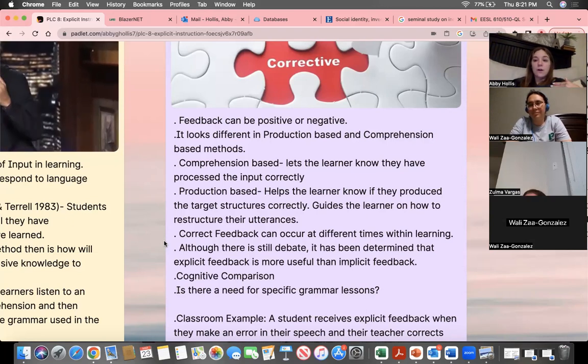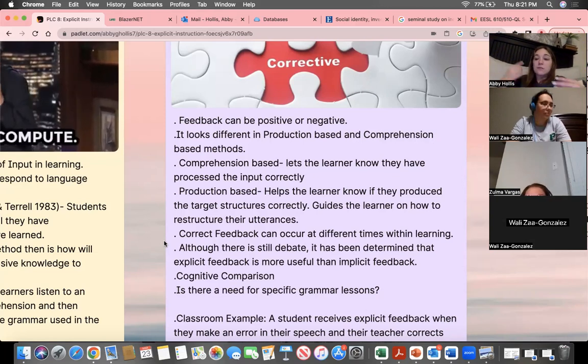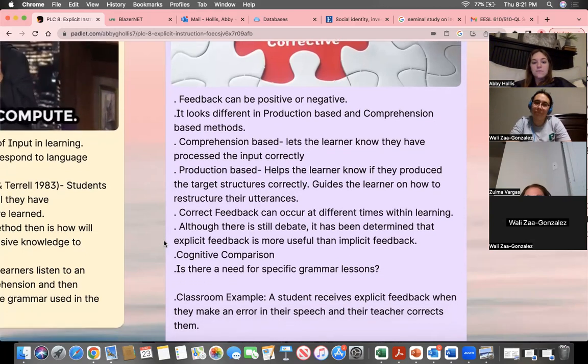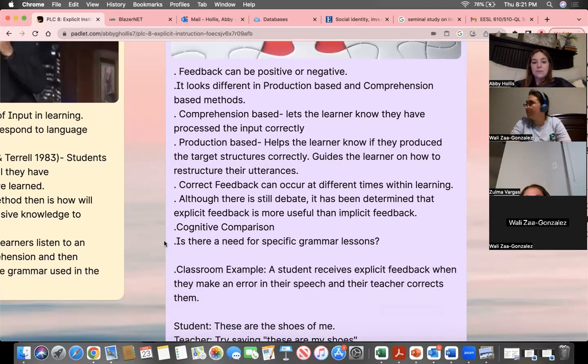So not only do they have a method of being able to know if they're correct or not, but they also have this thing that we like to call human computer, where they can test that off of a native speaker or someone who is more experienced in the language, and they can help them practice what kind of utterance is correct versus what might not be correct. Corrective feedback can occur at different times within learning. So either the teacher might incorporate it during the lesson, or they might wait to do it at the end, just like we said earlier.